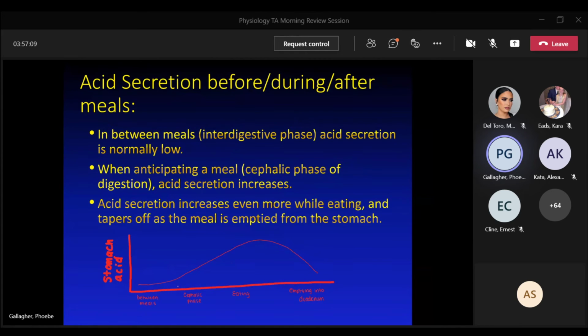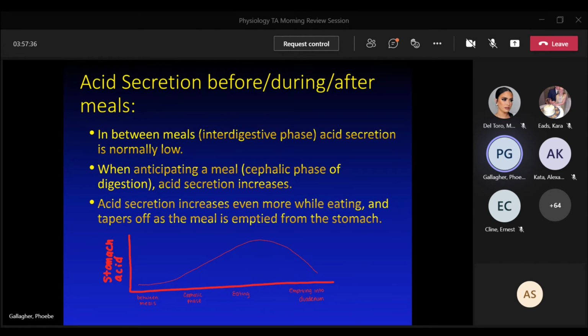Okay, so I drew out a graph of how acid secretion changes throughout the day or between meals. In between meals, obviously it's very low. During the cephalic phase, you'll start to increase your amount of proton secretion. As you're eating, it's going to increase even more. And then as you're emptying into the duodenum, that's when you'll start to see a decrease because you've finished eating. And then you start that cycle all over again.